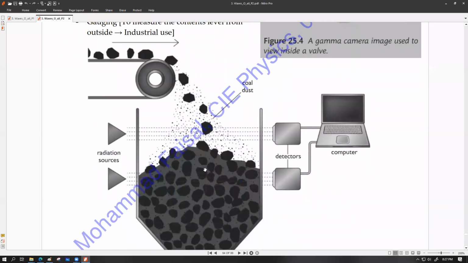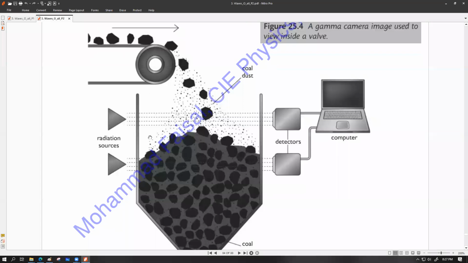We want to fill up this container using coal through a conveyor belt up to a certain level. So what we're gonna do, we're gonna run this conveyor belt. When this container is empty, we're gonna run this conveyor belt at high speed, and we're gonna put all the coals and the stuffs over here pretty fast.